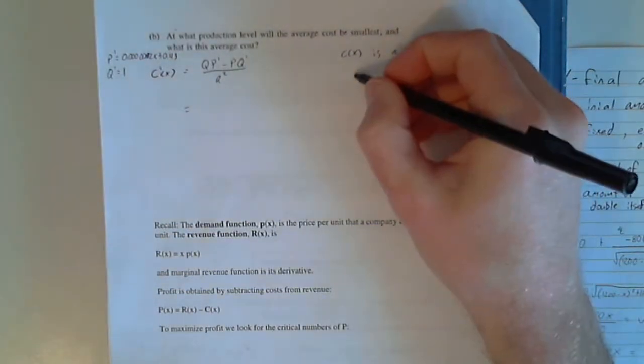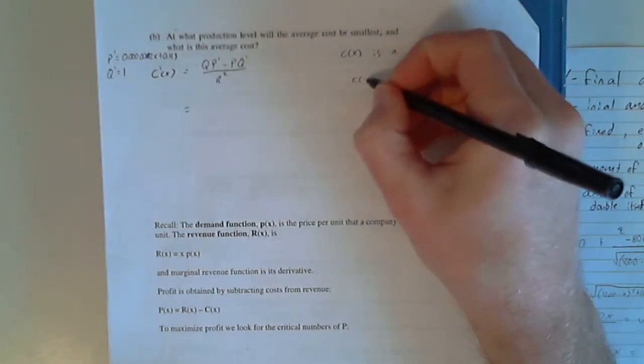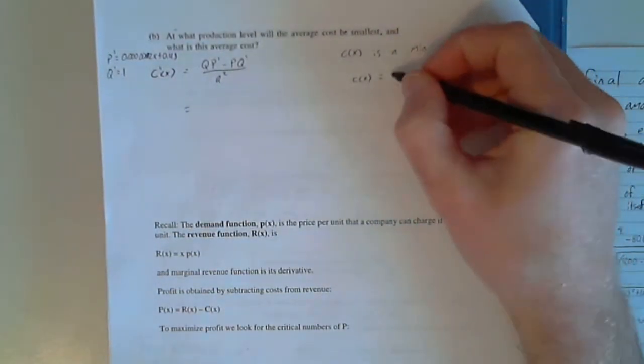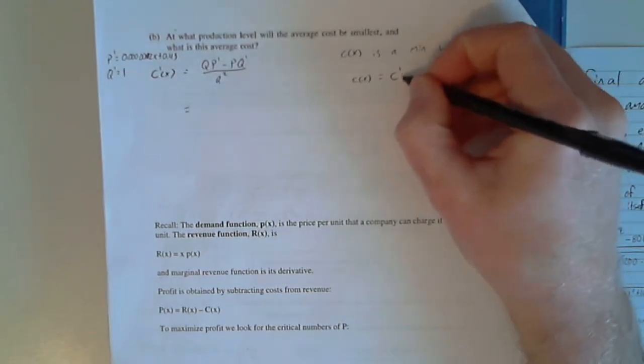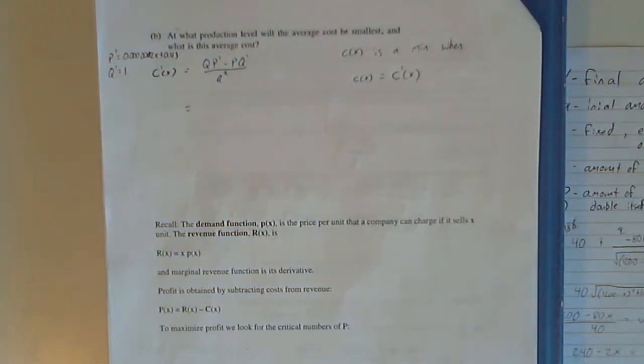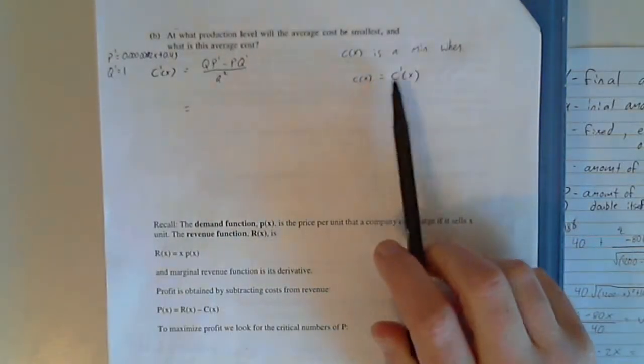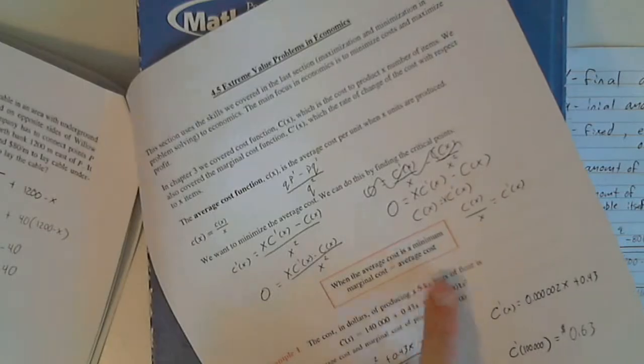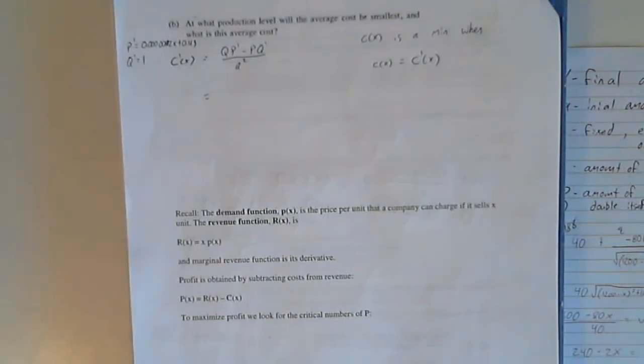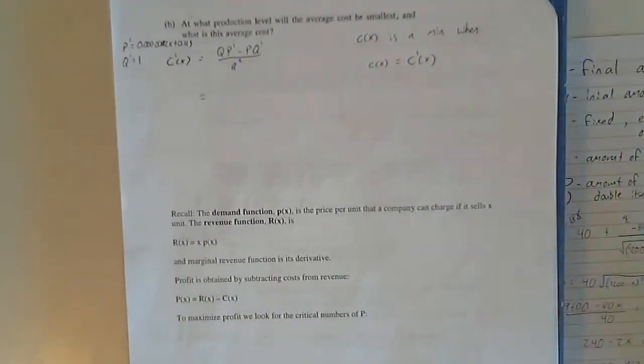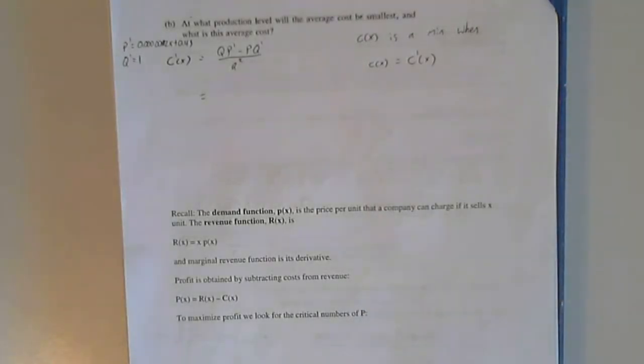when little c of x is equal to capital C prime of x. That's it. When average equals marginal. Just double check. When marginal is equal to average. Yep. When little c equals capital C prime. So let's write those formulas. In this case, we're going to actually solve this one.